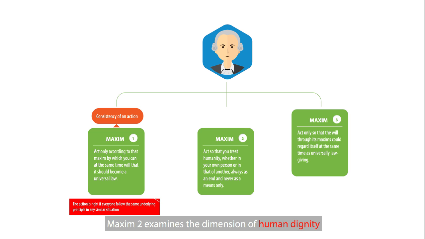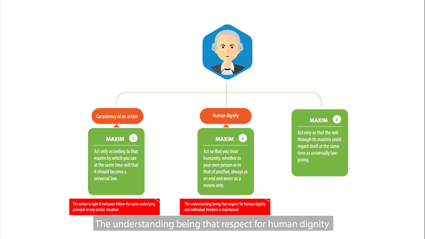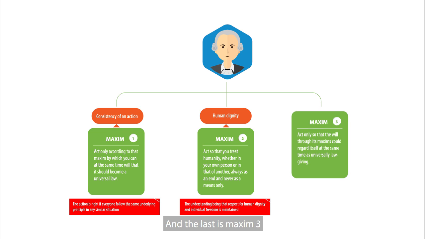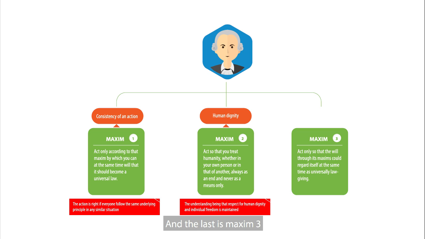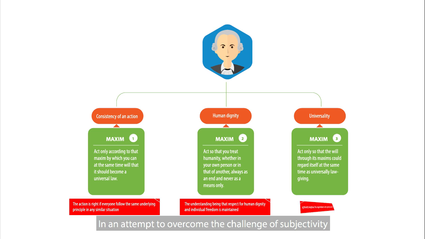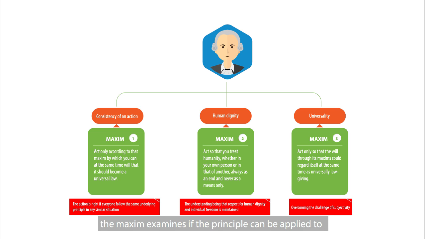Maxim 2 examines the dimension of human dignity. The understanding being that respect for human dignity and individual freedom is maintained, where people are not treated as means to the ends of others. And the last is Maxim 3. It examines the dimension of universality. In an attempt to overcome the challenge of subjectivity, the maxim examines if the principle can be applied to or is acceptable to every human being.